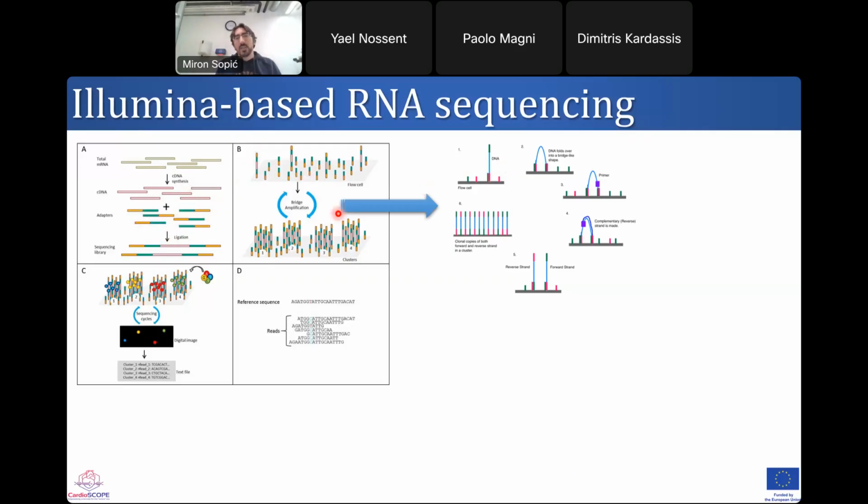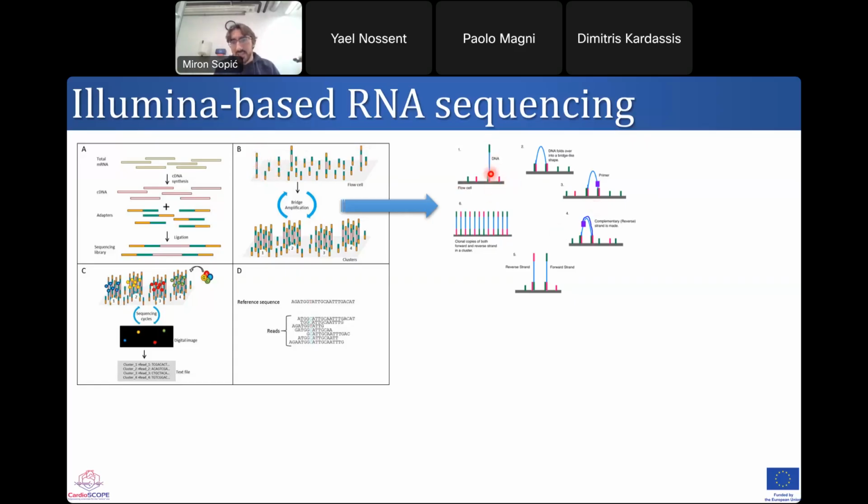So why do we need the bridge amplification? Why don't we just end the process here and start sequencing? Well, the point is, if you start sequencing at this point, you will get a very low signal that is not going to be efficiently read by the instrument. So what you basically need to do is amplify artificially every one of these cDNA sequences that are coming from your sample. And here you can see how it's done.